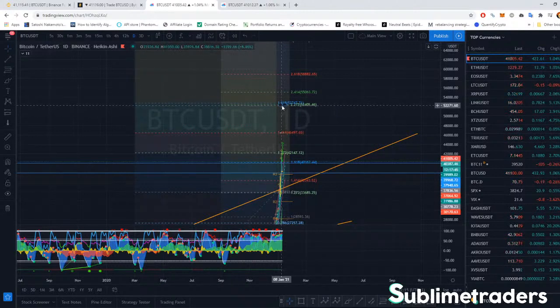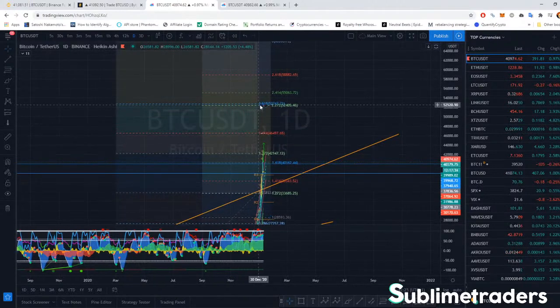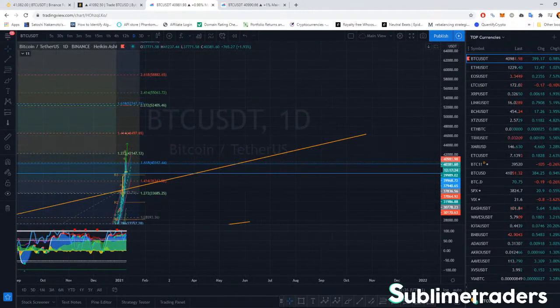So for now, next possible target with a big resistance is this one with a 1.618, which is a projection. I think it would stop here, with some potential problems right here. I don't know. We will see.